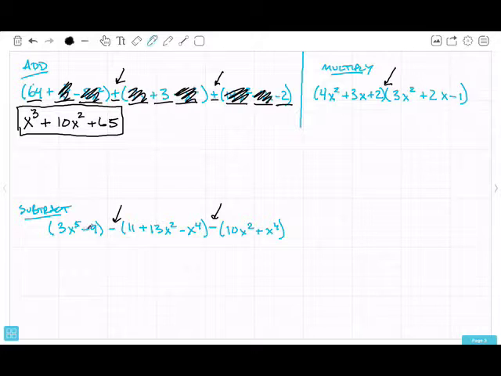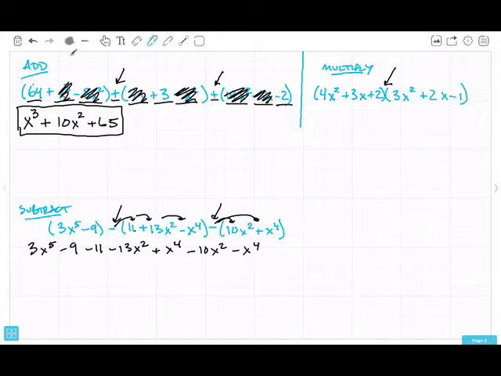Subtraction is quite similar. You're going to do 3x to the fifth minus 9 minus this one. Okay, so that means we have to distribute that negative in here, which changes the signs. So instead of plus 11, we're going to do minus 11. Plus 13 becomes negative 13x squared, plus x to the fourth instead of minus. The negative changes the signs, so subtraction does that.